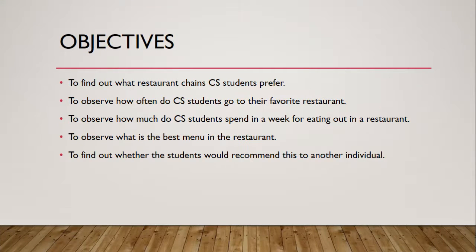Okay, next I will be talking about our objectives. My team and I basically have 5 objectives. It is very simple: to find out what restaurant chains CS students prefer, and how often CS students go to their favorite restaurant, to observe how much CS students spend in a week for eating out in a restaurant, and to observe what is the best menu in the restaurant. Next, to find out whether the students will recommend this to another individual.